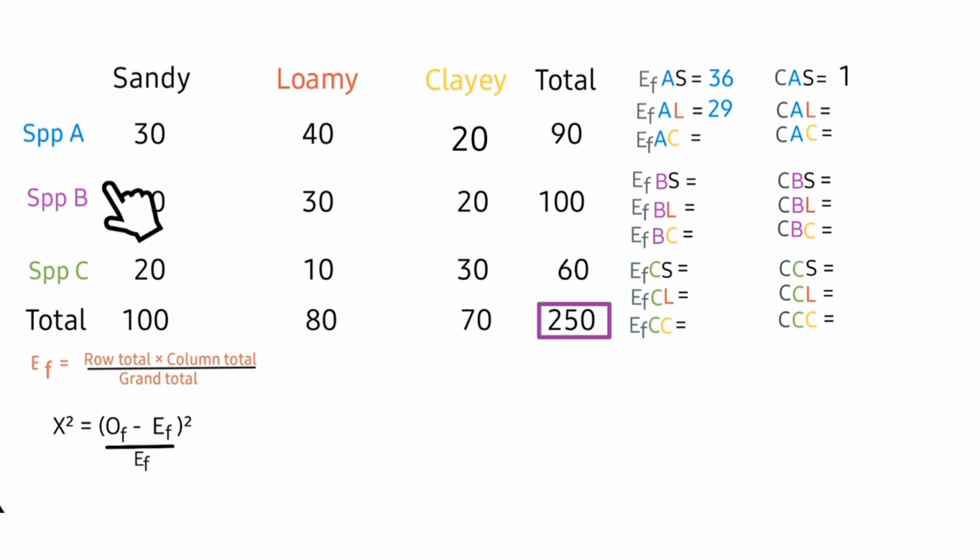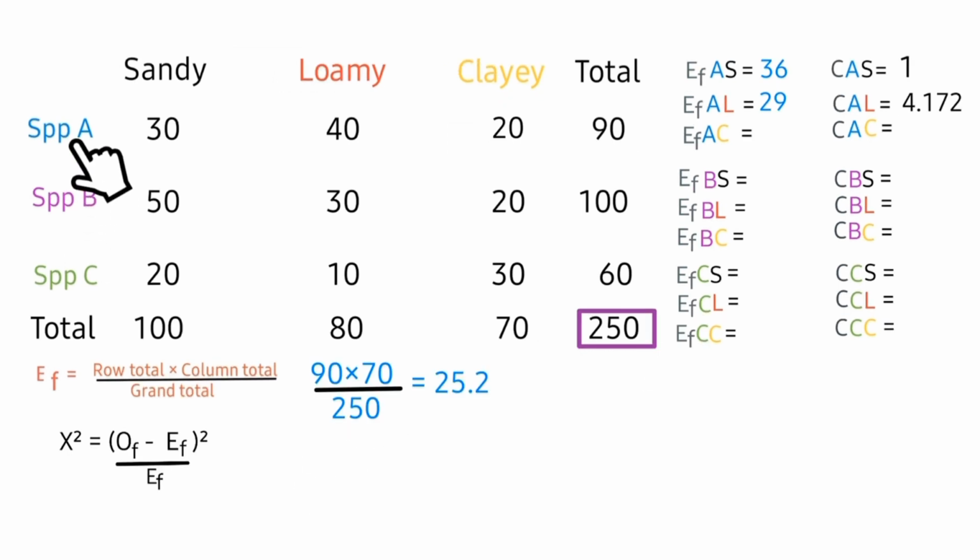Using our formula, the observed frequency for species A and loamy soil minus the expected frequency for species A and loamy soil, we get 29, squared, divided by 29. Expected frequency for species A and clay soil: the row total, 90, times the column total, and then divide by the grand total. This gives us 25.